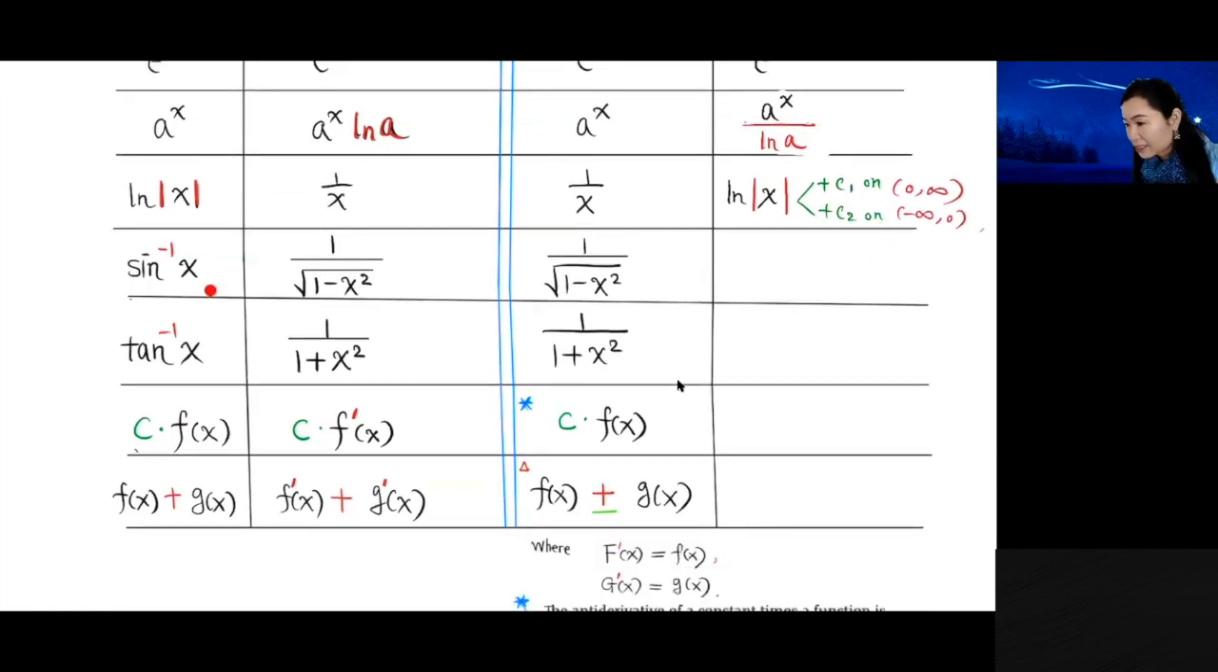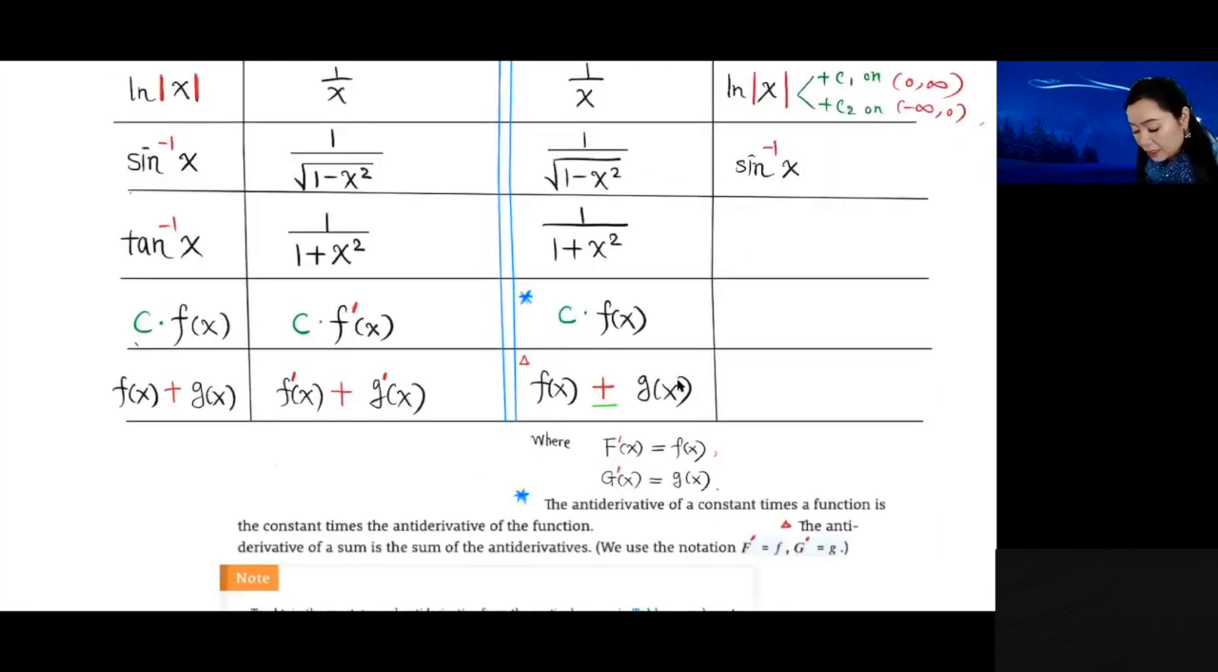Okay. The derivative of inverse sine is 1 over square root of 1 minus x squared. So when you're given 1 over square root of 1 minus x squared, the most general antiderivative will be this, plus a constant. So it's just like going backward, adding a constant. Now, this one over here, inverse tangent, the derivative is 1 over 1 plus x squared. So given 1 over 1 plus x squared, the most general antiderivative will be inverse tangent x plus a constant.